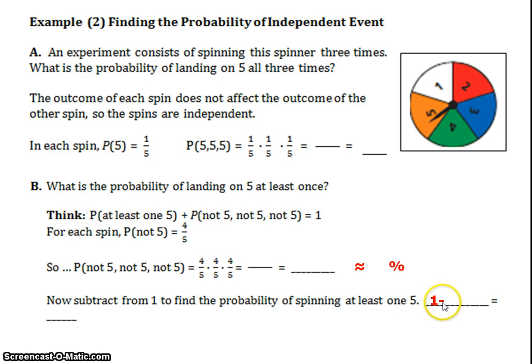So we have 1 and we're going to subtract this probability. That difference will be the probability of spinning at least 1 five. Please write that in here, find the difference, and then calculate that percent over here.